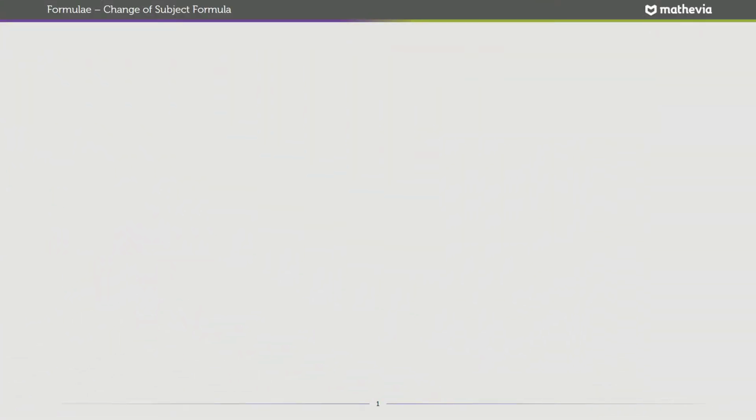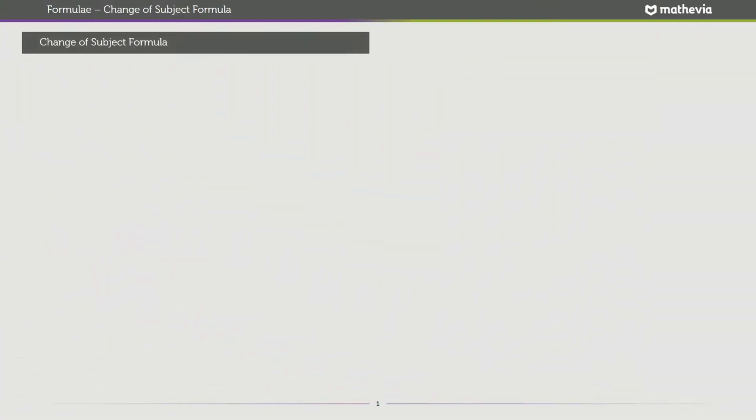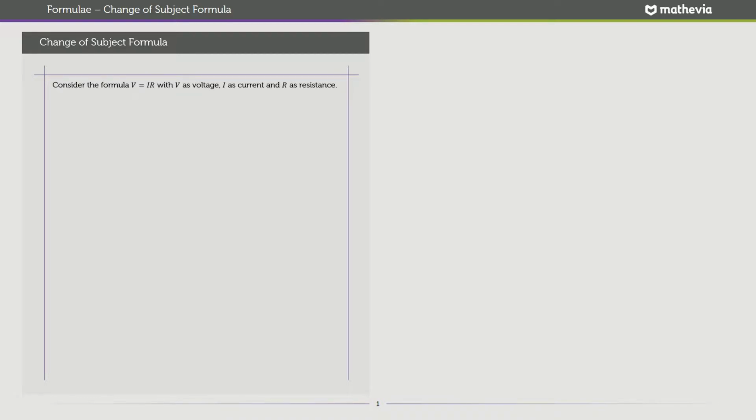So, change of subject formula. Now, what exactly is this about? We're going to be changing the subject of a formula. Now, consider this very simple formula: V equals IR. This is a formula you typically use in solving for V, where V is voltage, I is current, and R is resistance. This is a very important formula when you're working with electric circuits.